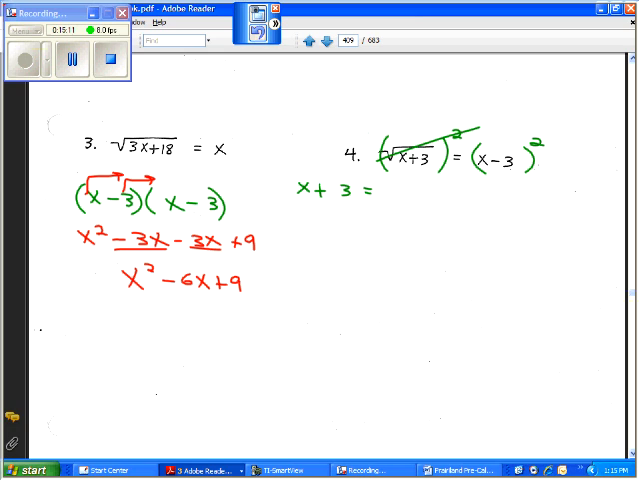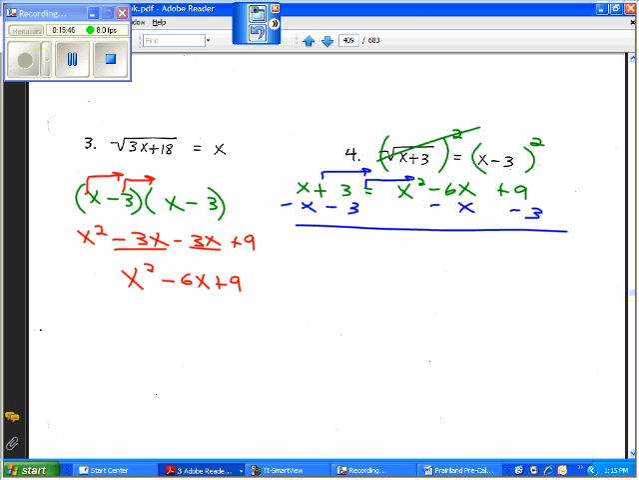Or it's a binomial square, so you could say a squared minus 2ab plus b squared. Okay? So we have that x plus 3 is equal to x squared minus 6x plus 9. We see an x squared and an x, so again we realize that this is a quadratic. So we need to set it equal to 0. So we're going to send the x and the 3 across, remembering to change the sign. So that would be a minus x there and a minus 3 there. So we would have x squared minus 7x plus 6 equals 0.